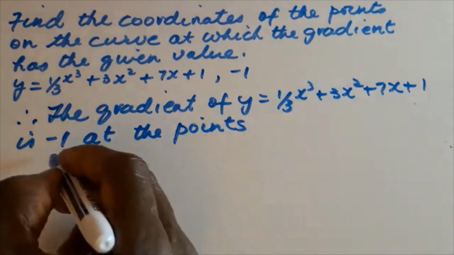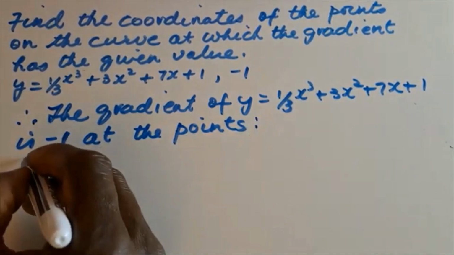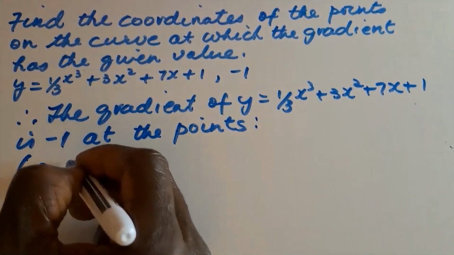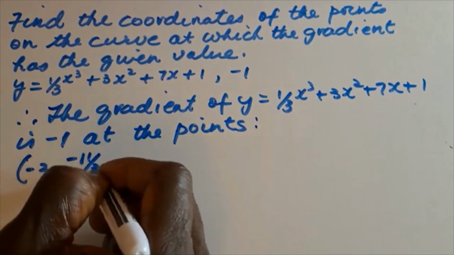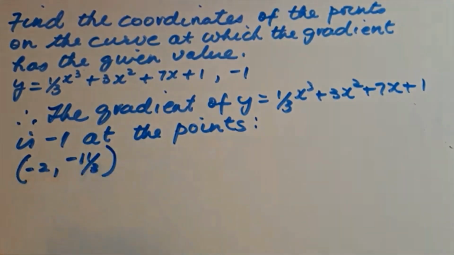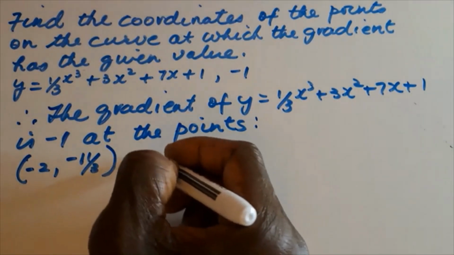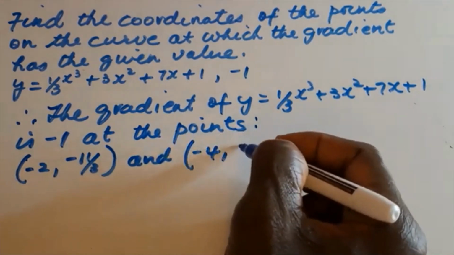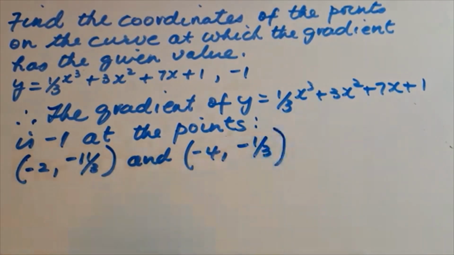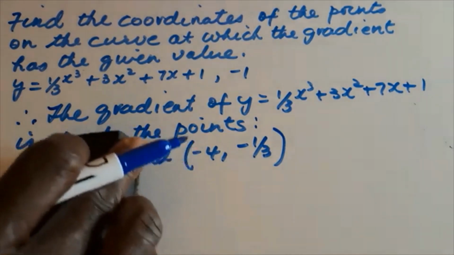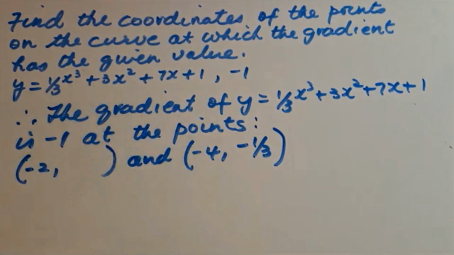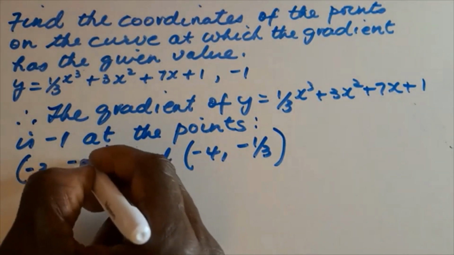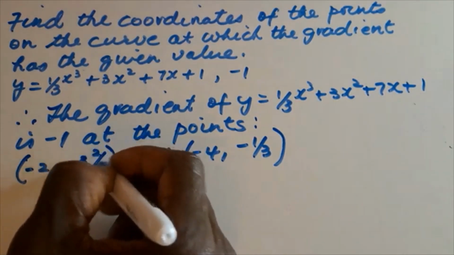At the points -2, -11/3, you could convert this to a mixed number, and -4, -1/3. Let's actually write this as a mixed number. So that's 3 into 11, 3 is 9, and 2/3.